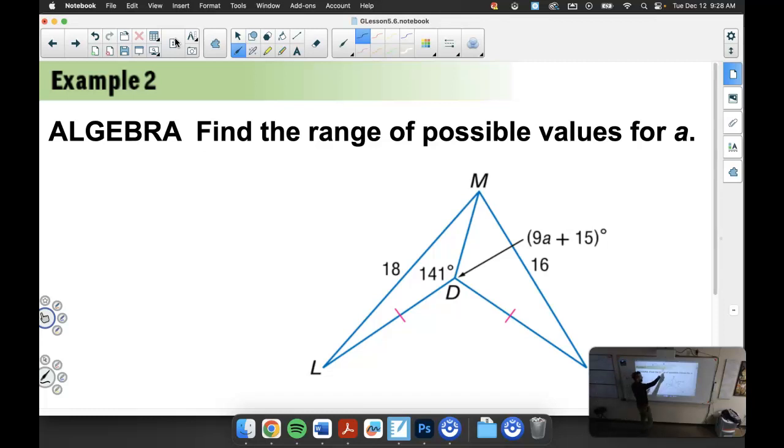Okay, so what they're asking you here, same idea. Side here, reflexive property. Okay. 18 is bigger than 16, which means that 141 is greater than 9A. They put their A like this, plus 15. Okay. And so I could solve for A. Subtract 15.